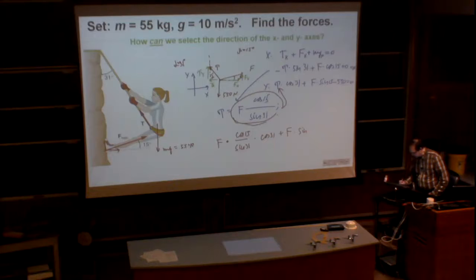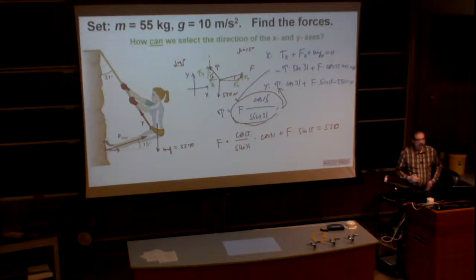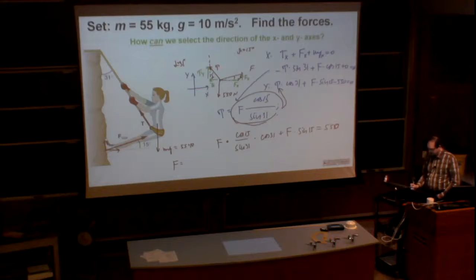And that also has to be equal to 550, because I just move it over there. And now I can solve this equation for force. So what can I do? I can solve it because this variable, F, is a common factor. Pull it out, parentheses, and do mathematics.